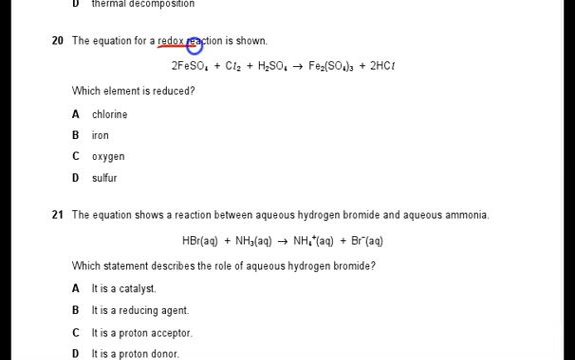The equation is a redox, so it has both oxidation and also reduction. Which element is reduced? Reduced means you have to look at the oxidation number, which is reduced. So if you look at here, 0, and here will be -1. So 0 to -1, which is the chlorine. So your best answer is A. Now let us look through the next one.